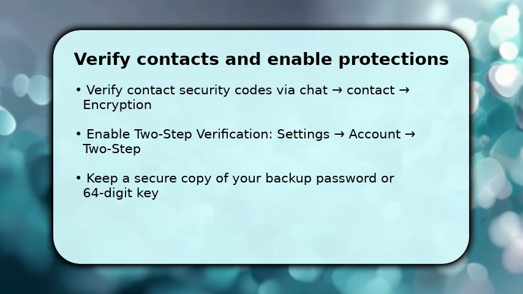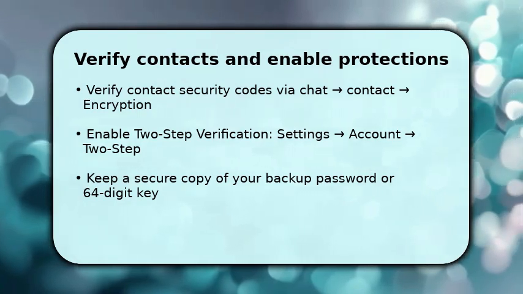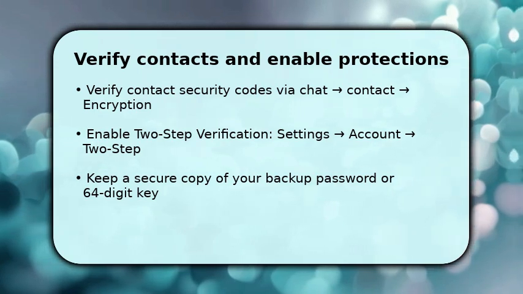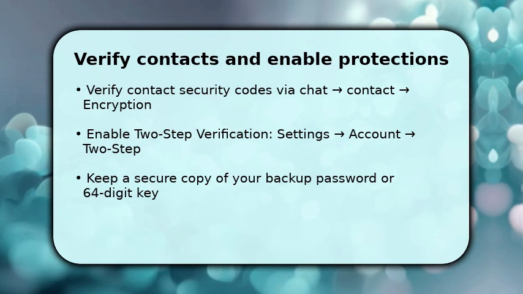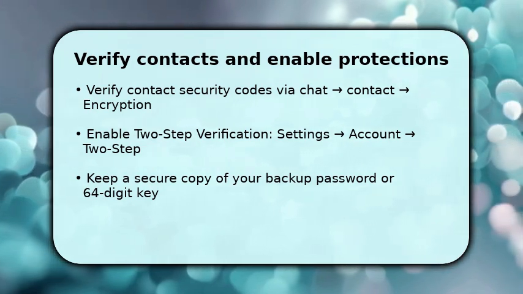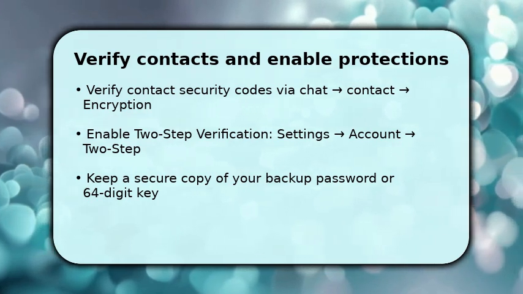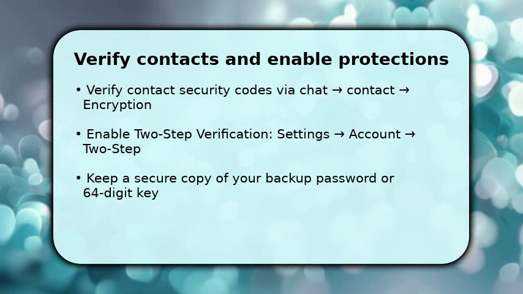Next, verify the people you message. Open a chat, tap the contact name, then encryption, and compare the security code or scan the QR together to confirm end-to-end identity. Then enable two-step verification under Settings, Account, to add a PIN that prevents account hijack.